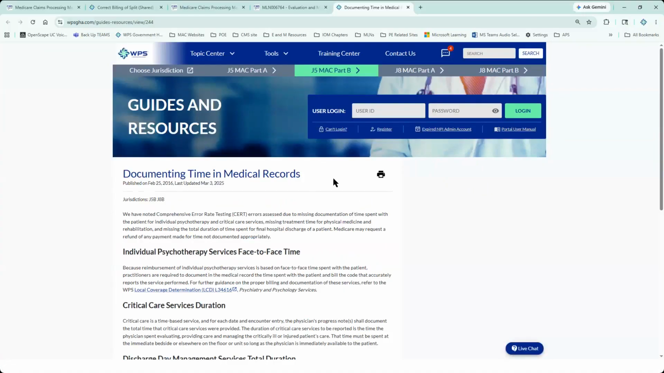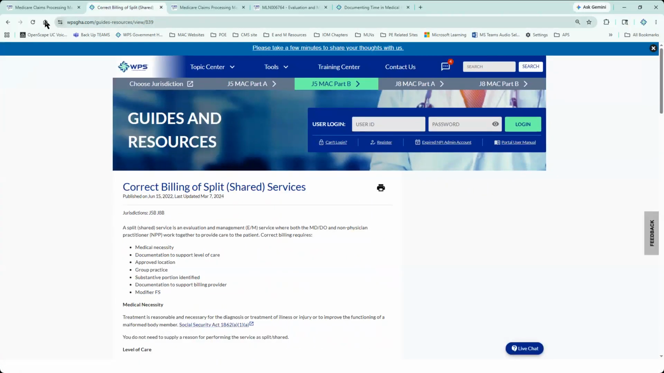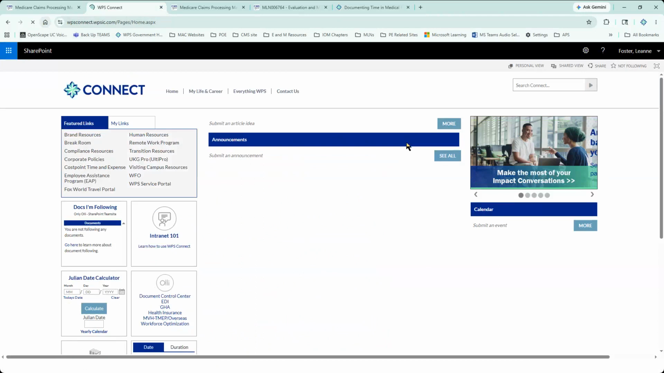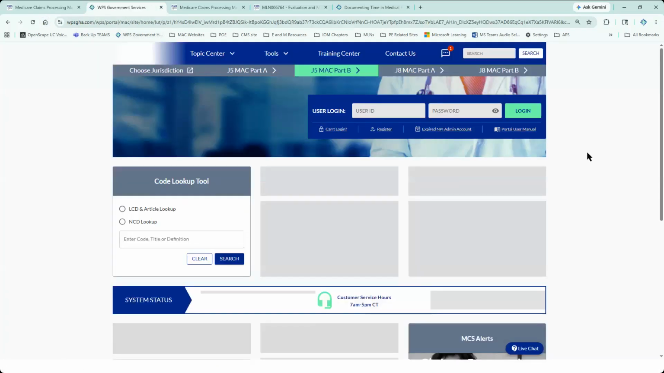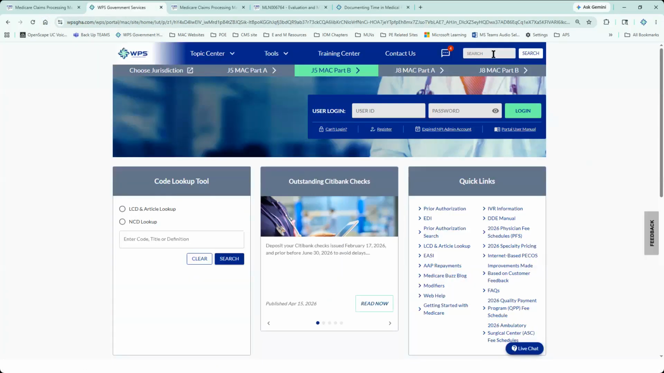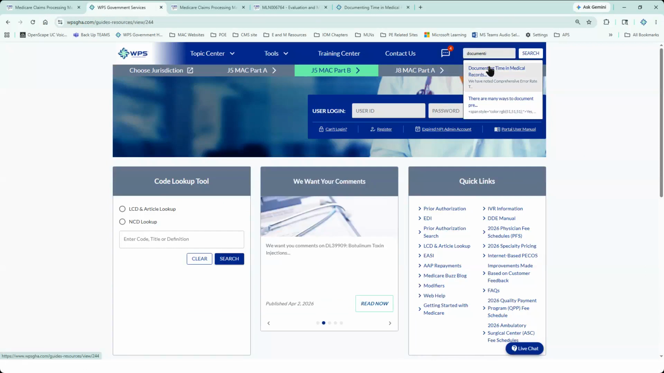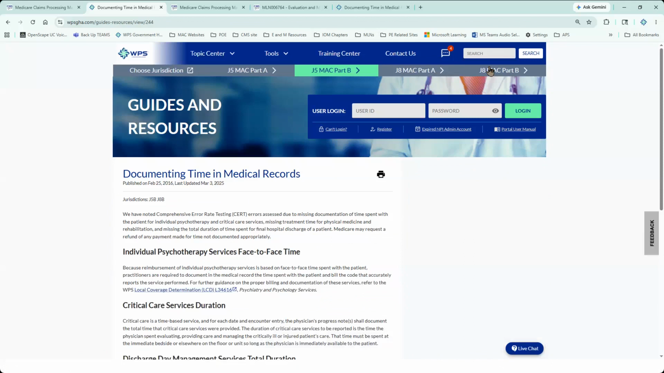Now I use the link, but if you were to come out to our website, oh, wrong one, sorry. I tend to use that global search. I started typing in documenting time in the medical records. That will get you to the same place.